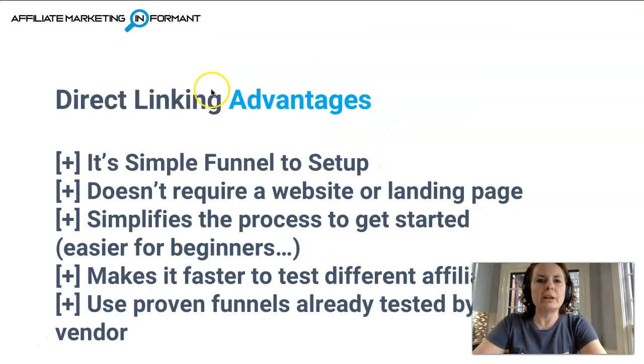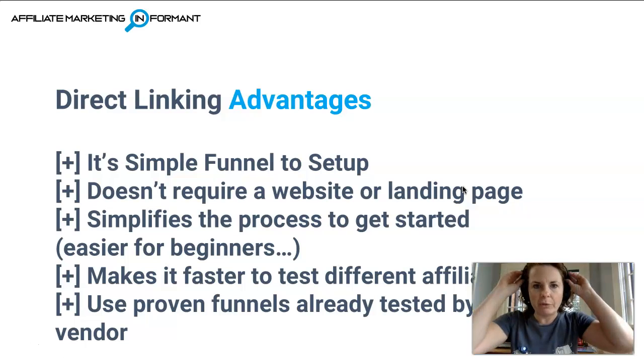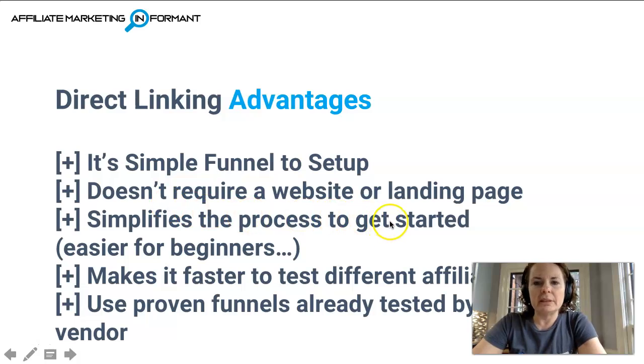The advantages of direct linking are this. It's simple to set up. So as you can see, you just get an affiliate link, you put it somewhere for people to click on it, and then they go directly to the affiliate offer, and then when they buy, you get an affiliate commission. It doesn't require a website or landing page, so there's no technology you need. You literally just give people your affiliate link and you make commissions whenever they buy. It simplifies the process to get started. So this is the reason that beginners like this particular process, because it isn't complicated, right?